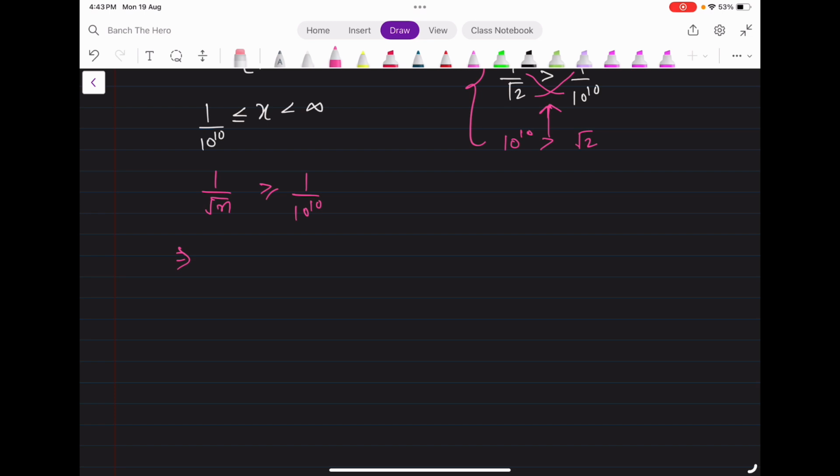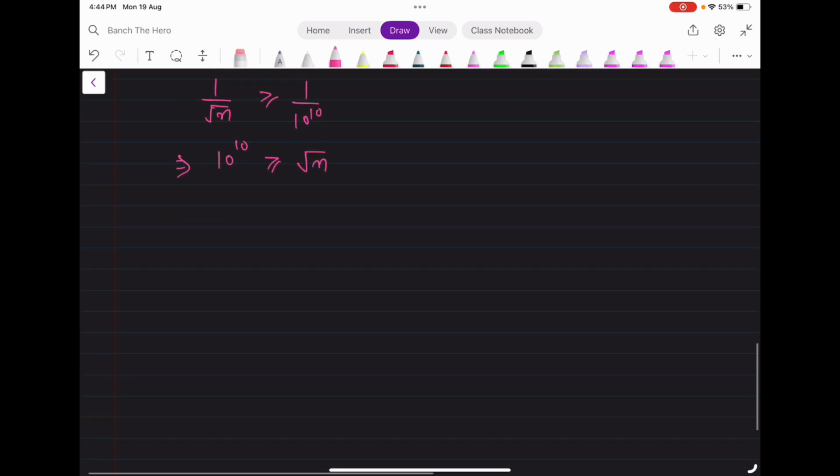We can multiply by a positive number on both sides of the inequality, right? So it means 10 raised to power 10 will be greater than or equal to root of n. Now squaring both sides, n will be less than or equal to 10 raised to power 20. So n is less than this number. It means how many numbers? They are finite numbers only, because n is natural. So finite numbers of solution.